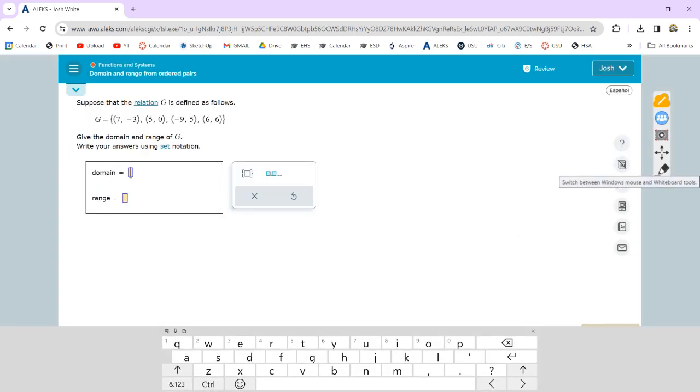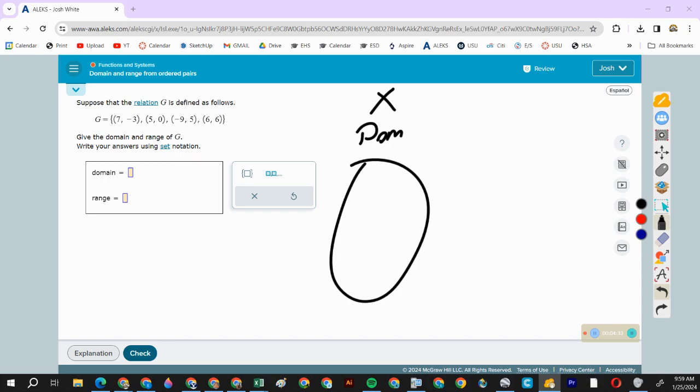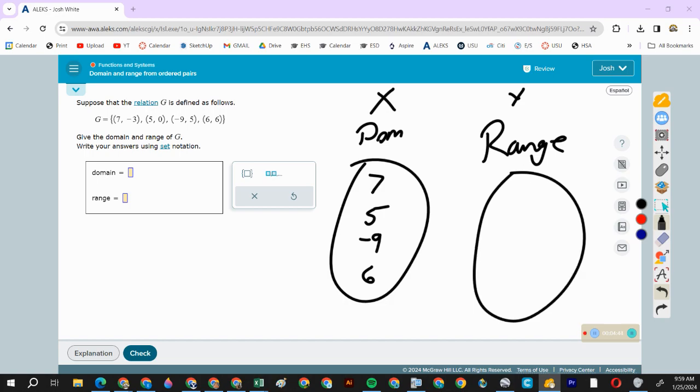Okay. So here is another description of domain and range. Okay. So it wants to know what numbers go into this function and what numbers come out. But in this case, we weren't given an equation. We are just given a set of ordered pairs, a set of x's and a set of y's. So if I wrote all x's and I called this my domain, that would be the numbers 7, 5, -9, and 6. And all of my y's are going to be in range, and -3, 0, 5, and 6.